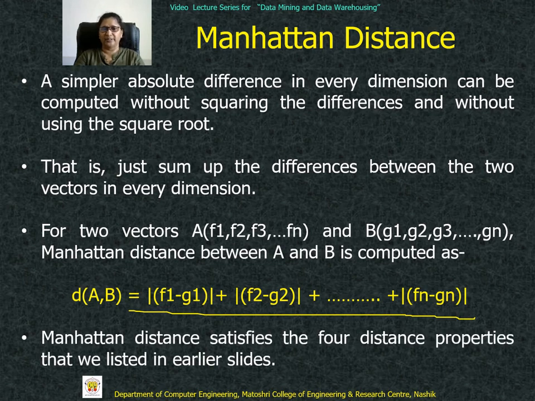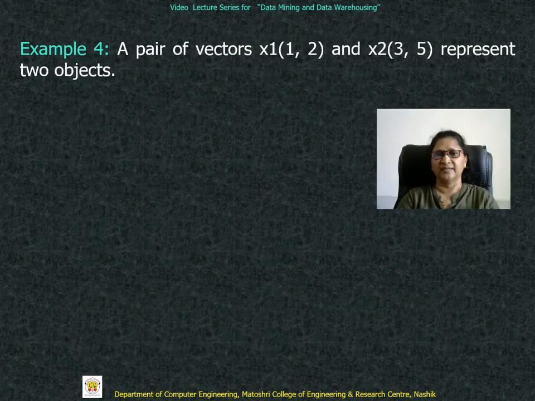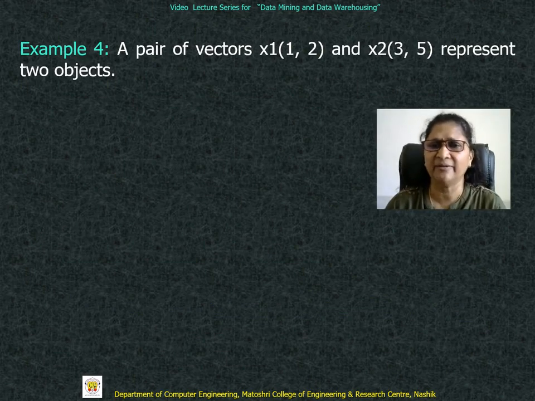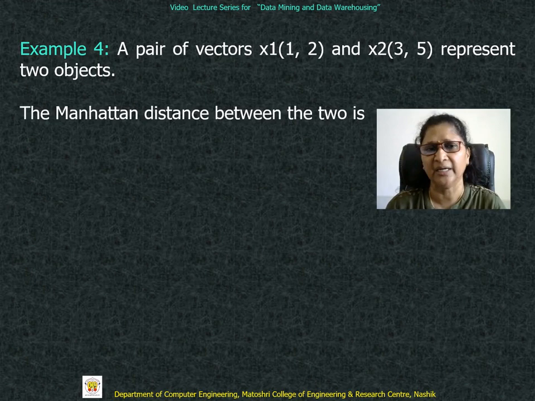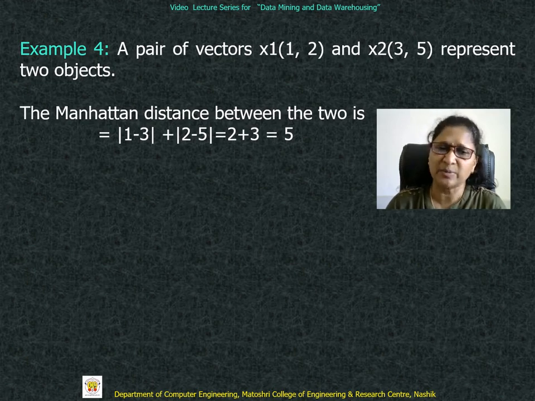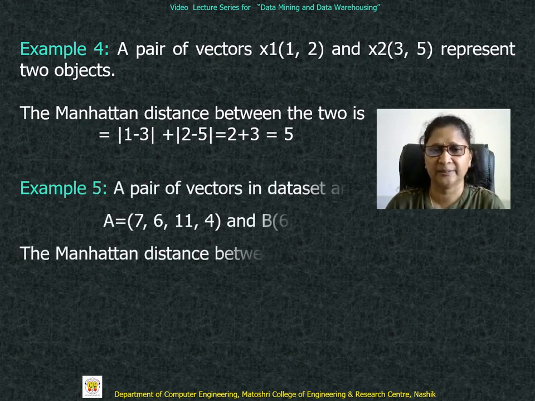And the most important thing, Manhattan distance is a metric because it satisfies all four axioms which we defined in earlier slides. Look at one example now for Manhattan distance. Again, a very simple one. x1 is defined as (1, 2), x2 is defined as (3, 5). And the Manhattan distance between these two points is just the sum of absolute differences of the coordinates.